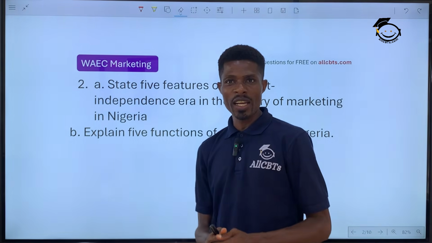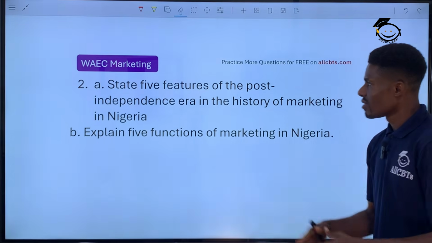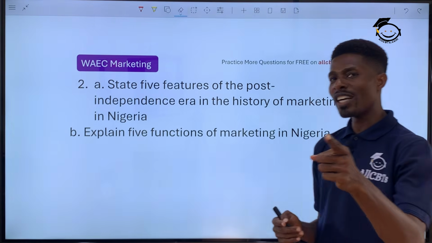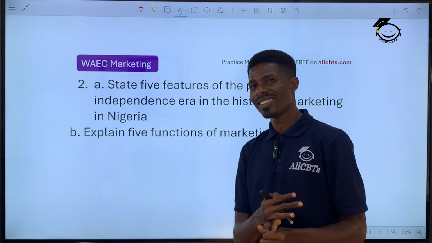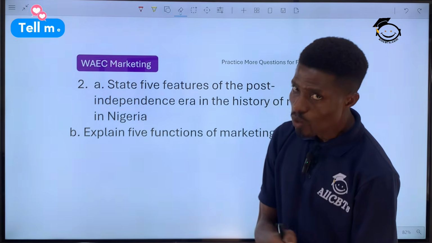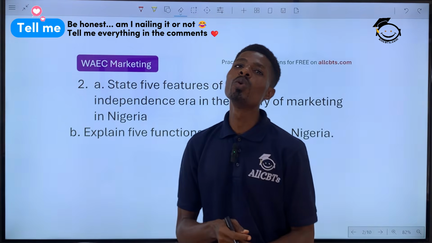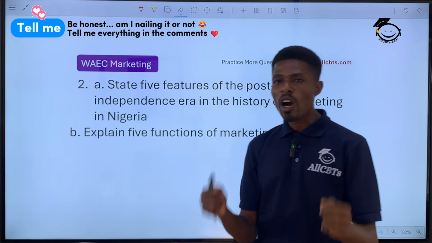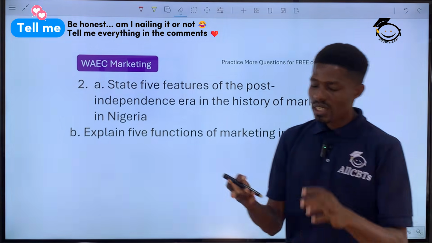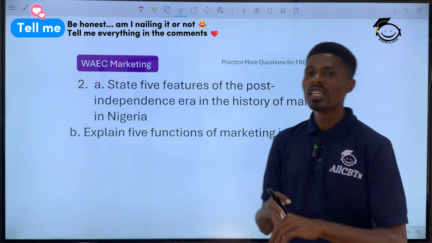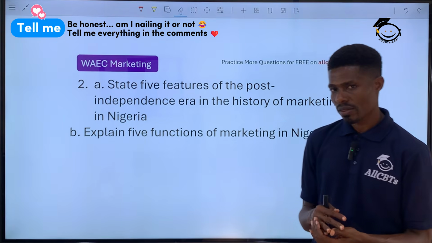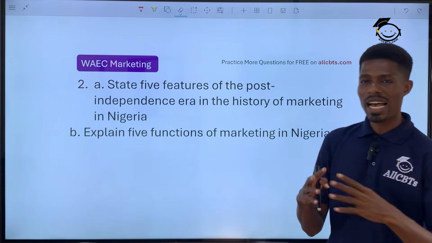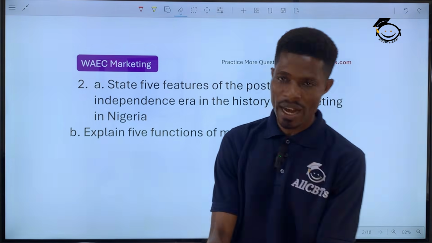So let's recap again. What are the features? Some of the features out of the five we have. What's the first one? Expansion of local industries. Second one, participation of government in trade. The next one is development of distribution network. And the next one is growth in awareness of customers and in demand.